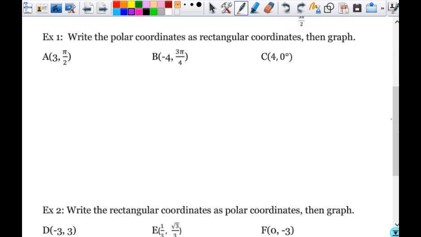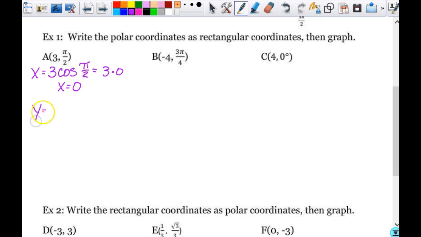It says write the polar coordinates as rectangular coordinates, then graph. So we have this first one where we have 3 and then pi halves. So we know that x is r cosine theta. So x equals 3 times the cosine of pi halves. So it's going to give me 3 times, what's the cosine of pi halves? 0. Okay, pi halves is 0. So it's 3 times 0, so x equals 0.